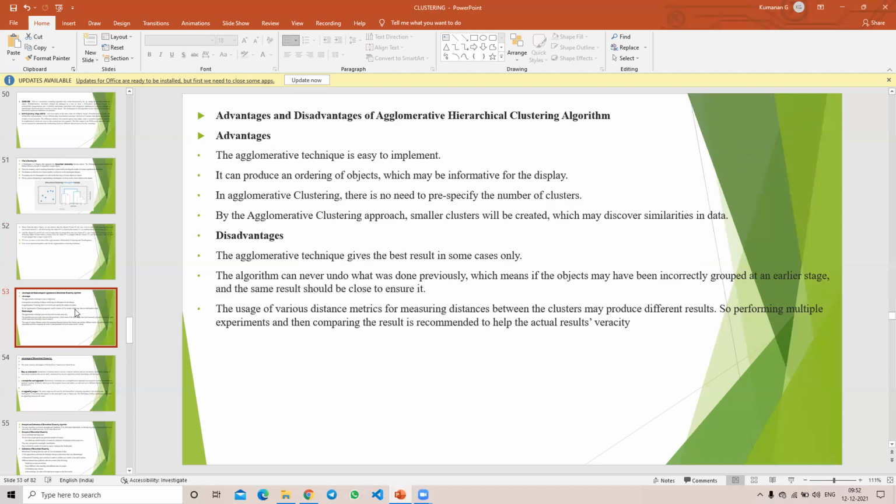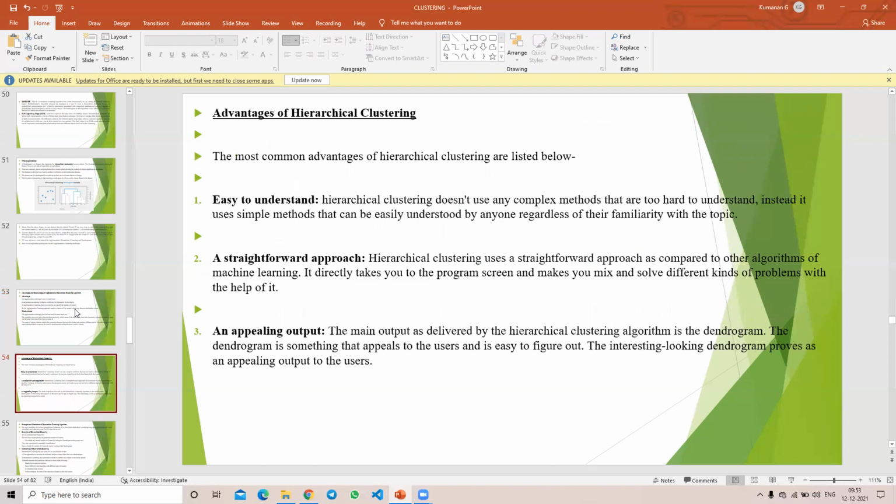Disadvantages: the agglomerative technique gives the best result in some cases only. The algorithm can never undo what was done previously, which means objects may have been incorrectly grouped at an earlier stage, and the result should be examined closely to ensure it. The usage of various distance metrics for measuring distance between the clusters may produce different results. So performing multiple experiments and then comparing the results is recommended to help verify the actual results.